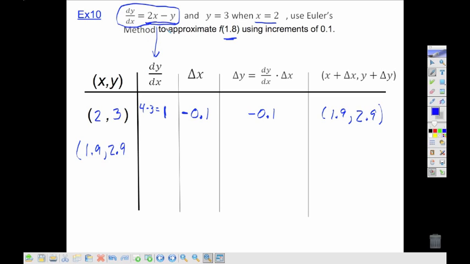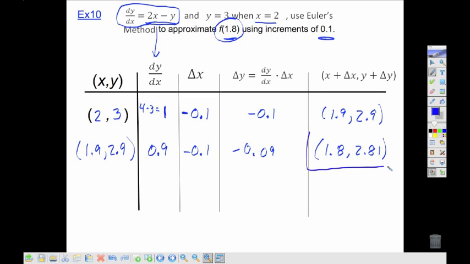Again, we're plugging in 2x minus y, which gives us 0.9 this time. Our change in x is always going to be negative 0.1 because that's what we decided. This time multiplying, we get negative 0.09, giving us a point of, okay, x is still going back 1/10, but y is going back 9/100 this time, 2.81. We can stop here now because that's what we were looking for. If we needed to go further, we could keep taking additional steps, but this right here will answer our question.